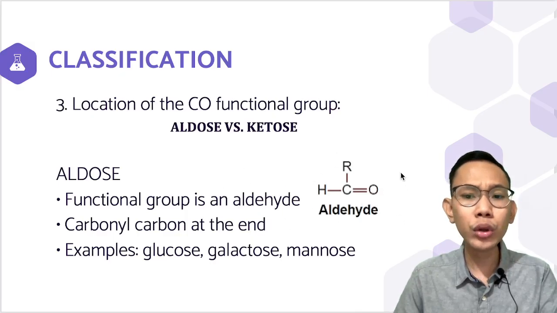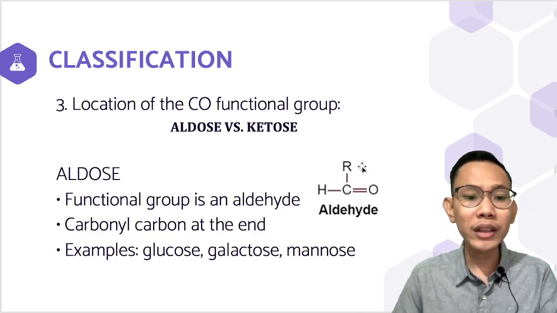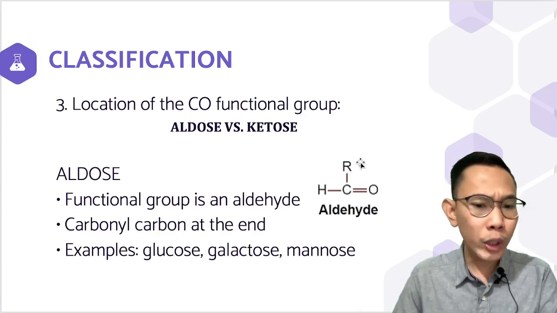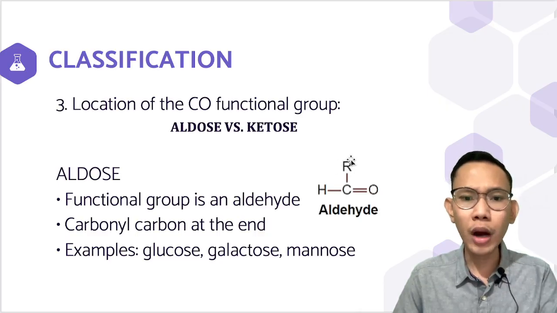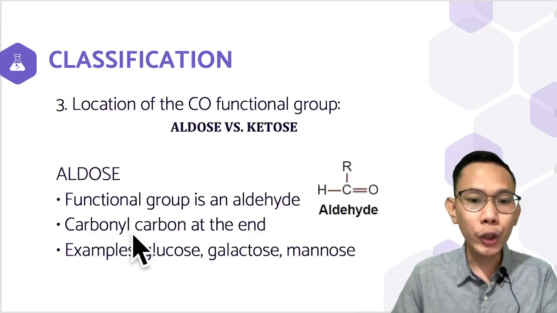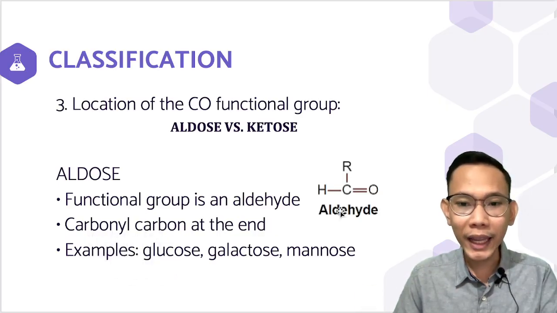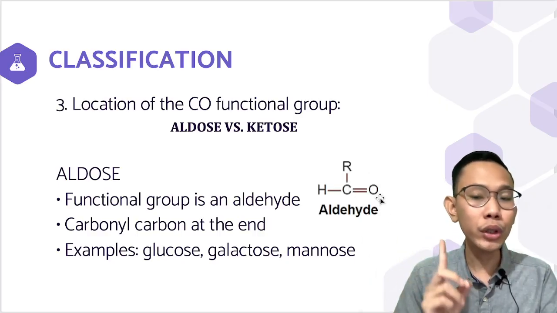So this is the basic structure of your aldehyde: C double bond O, with an R group and a hydrogen. Your R group here refers to any group in which carbon or hydrogen is attached to the rest of the molecule. Examples of this are glucose, galactose, and mannose. And also the most important differentiating factor for aldose is that your carbonyl carbon is at the end. So this is the carbonyl atom, your C double bond O, found at the end. Remember that we will compare that to your ketoses.